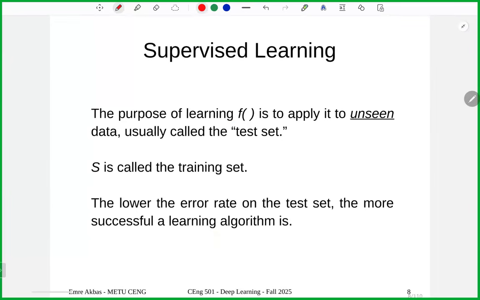The purpose of learning f is to apply it to unseen data. That's the whole point. This is usually called the test set. We call S the training set, which I showed in the previous slide. And the lower the error rate on the test set, the more successful a learning algorithm is. Because what we care about is its generalization capability, not the error rate on the training set. Okay?